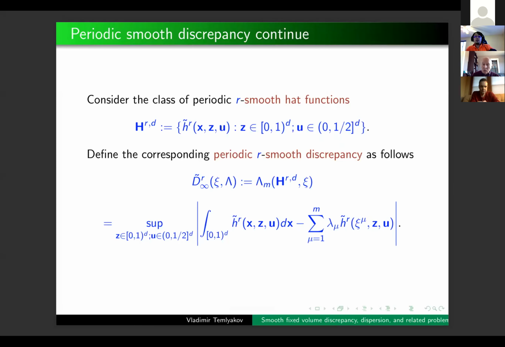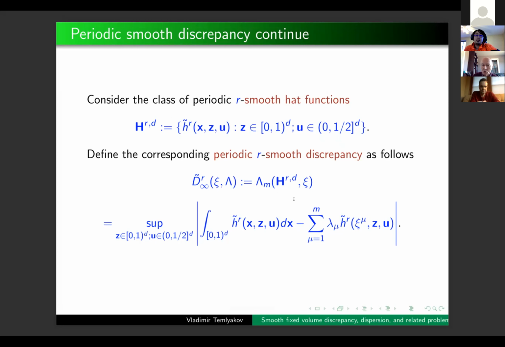And now it's time to define this periodic r-smooth discrepancy. So it's written like that. Again, very similar to what we did with discrepancy, but with some new ingredients here. First of all, now we can define this not only for points, but also for weights. Certainly, we could do this for classical discrepancy too, and that was done.